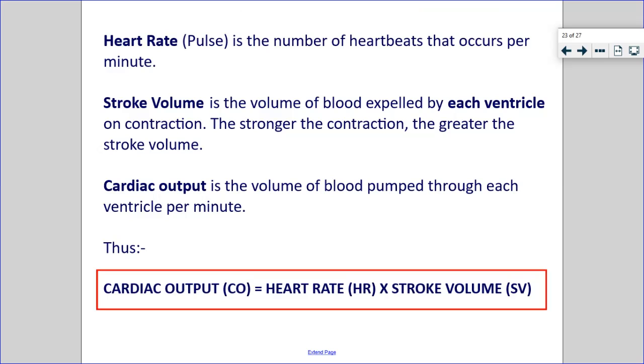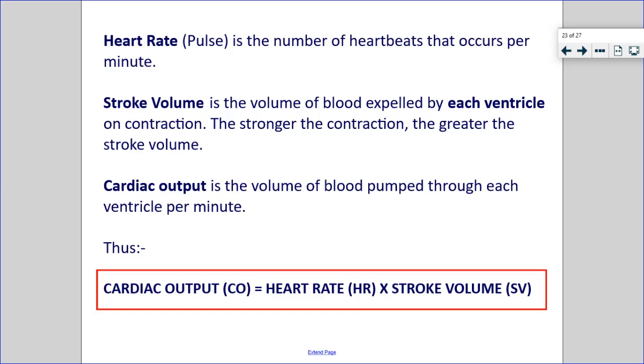So stroke volume is how much blood, or the volume of blood, that is pumped out of each ventricle in one contraction. So one contraction of the left ventricle, the amount of blood, or the volume of blood, I shouldn't say the A word, should I? The volume of blood that's pumped out by that one contraction is described as the stroke volume.